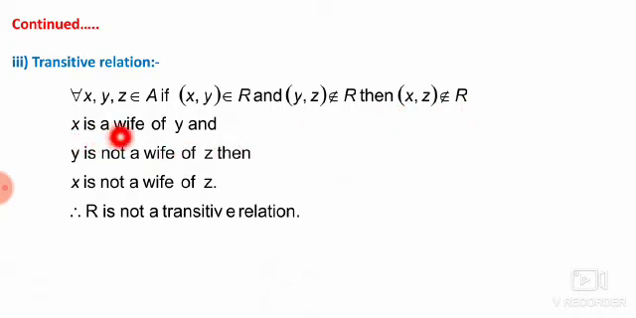That is, x is a wife of y and y is not a wife of z. Then x can never be a wife of z. Therefore, R is not a transitive relation. Therefore, this relation is neither reflexive, symmetric nor transitive.